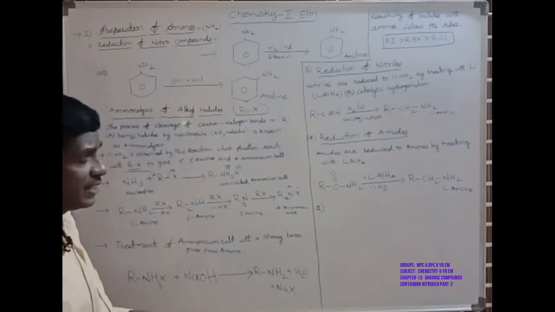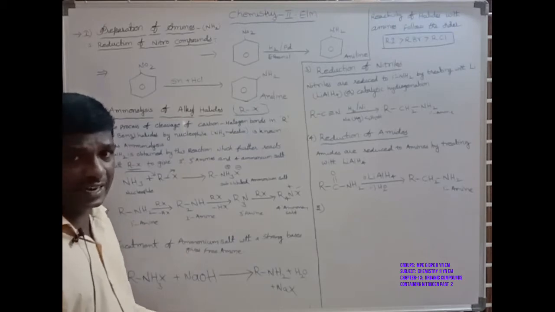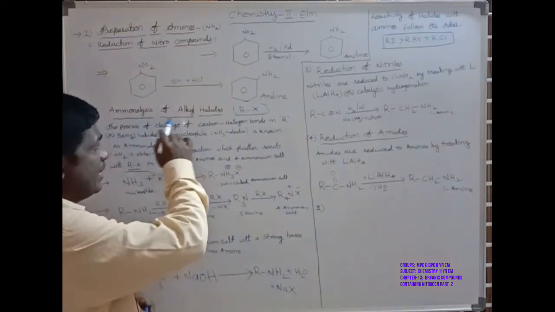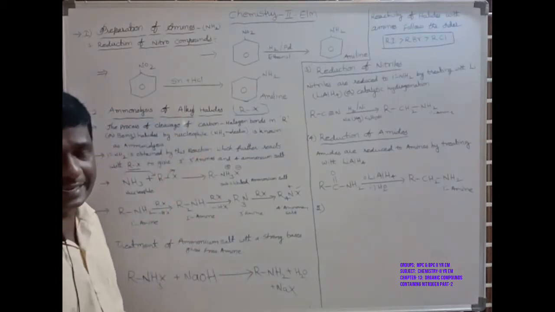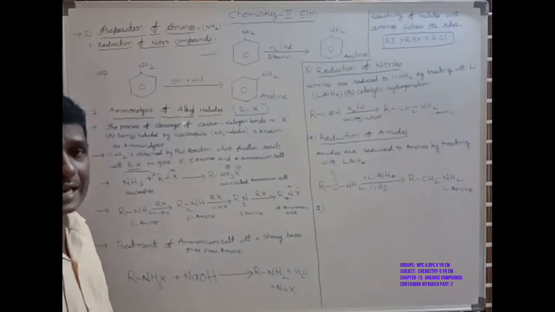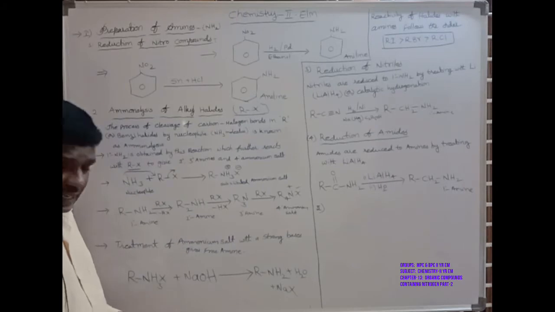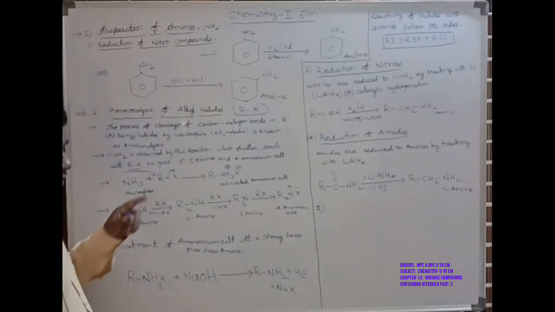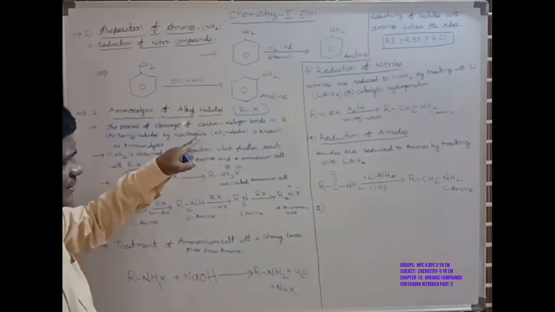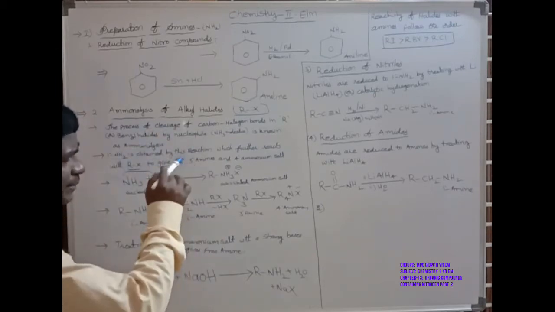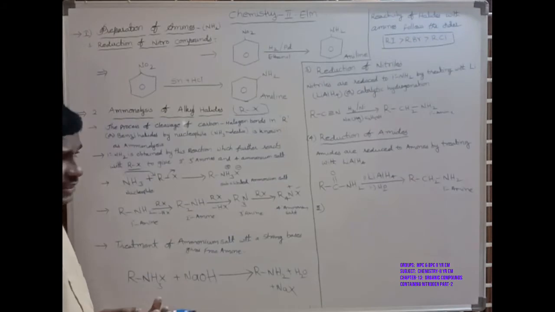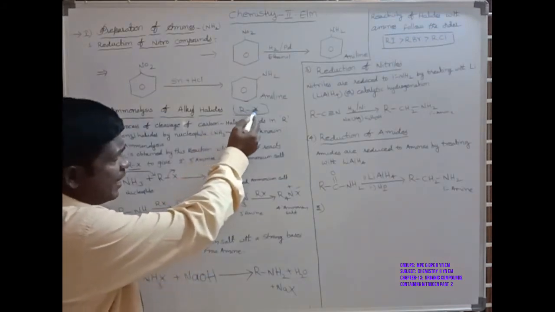Seventh A group elements are also called halogens or halides. Here is the ammonolysis of alkyl halide. What is the meaning of ammonolysis? It is the process of cleavage of the carbon-halogen bond, also written as R-X.